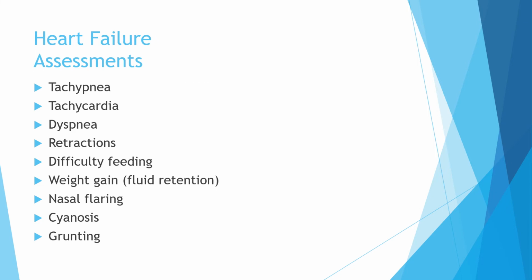So some of the heart failure assessments that we'll see are very similar to those of the adult patient. So I have my tachypnea, tachycardia, dyspnea. I can have weight gain in children, and different from adults are the retractions, nasal flaring, cyanosis, and grunting. So the whole goal is to prevent infants from going into heart failure. So let's talk about some of the treatments on our next slide, some of the interventions.